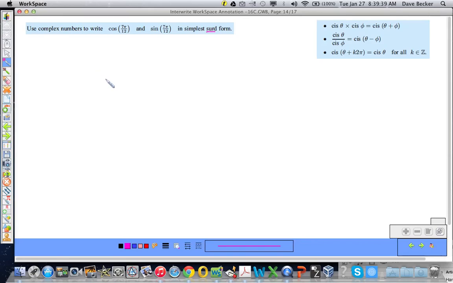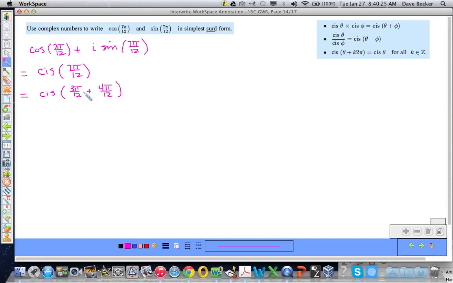Ready? Let's consider cosine of 7 pi over 12 plus i sine 7 pi over 12, which is equal to cis of 7 pi over 12, which is equal to cis of, and now is where things get cool, 3 pi over 12 plus 4 pi over 12. Why did I choose those? If you don't know, I'm a little annoyed.